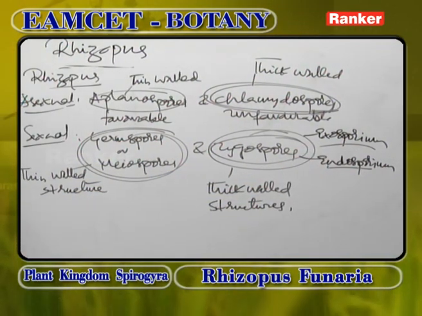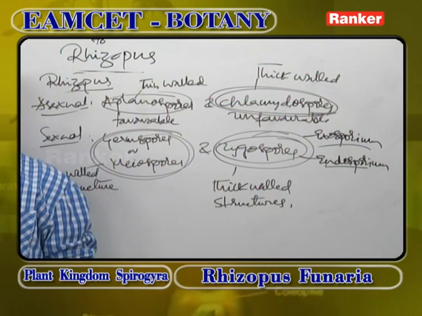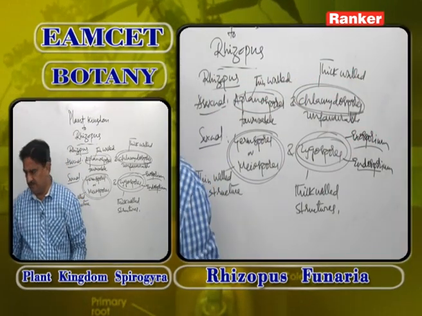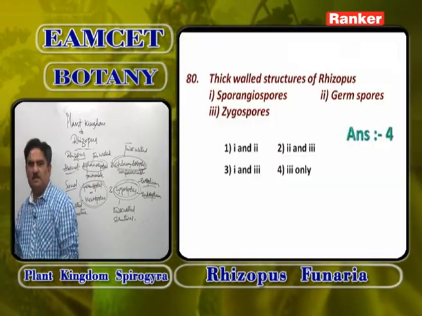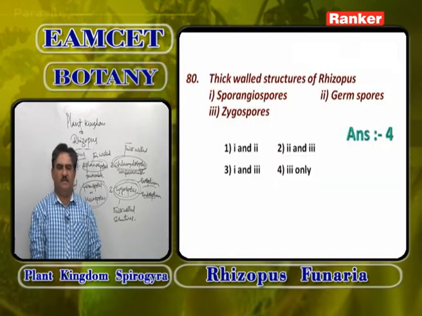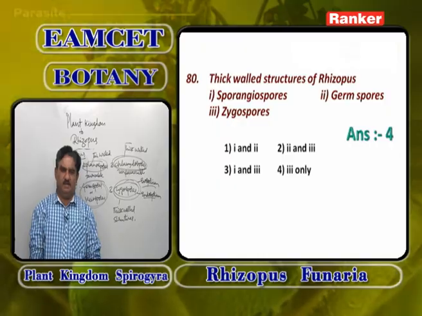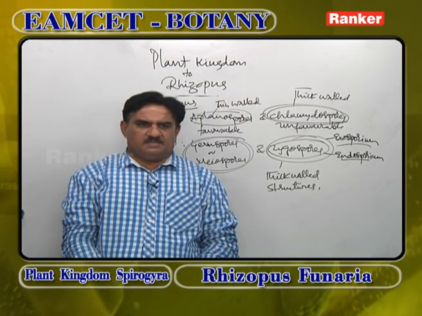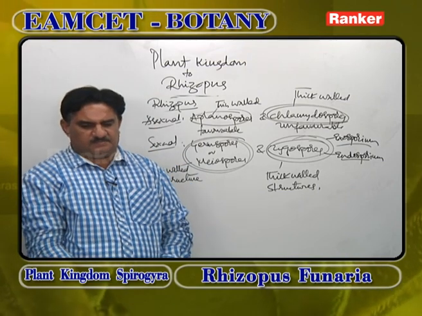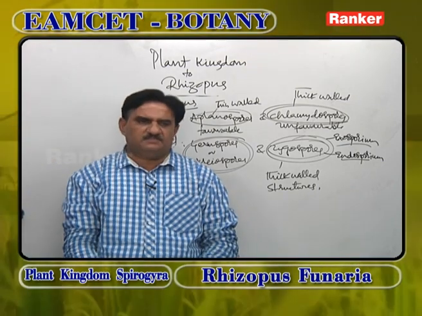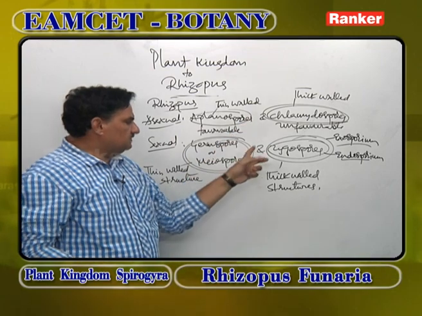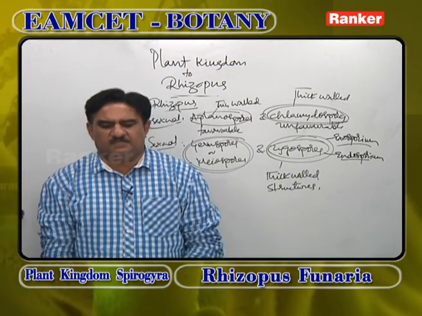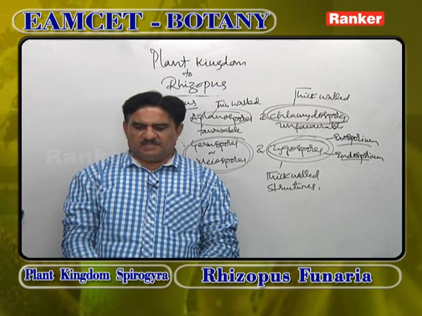So, here what are the given? Sporangiospores are given, which are nothing but aplanospores formed during asexual reproduction. Then germ spores are given, which are formed during sexual reproduction. Zygospores are formed during sexual reproduction. They are thick walled structures. So, sporangiospores are thin walled, germ spores are thin walled, zygospores are thick walled. So, for this the answer is 3 only.